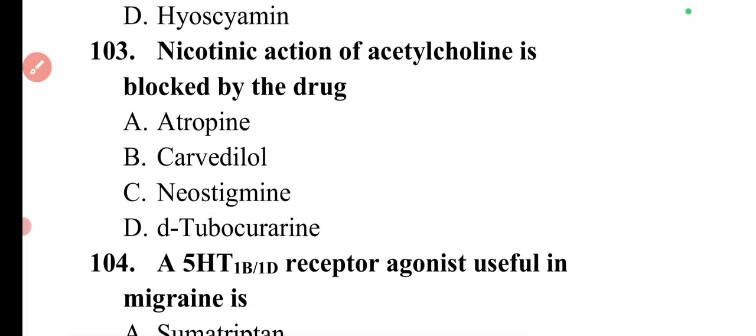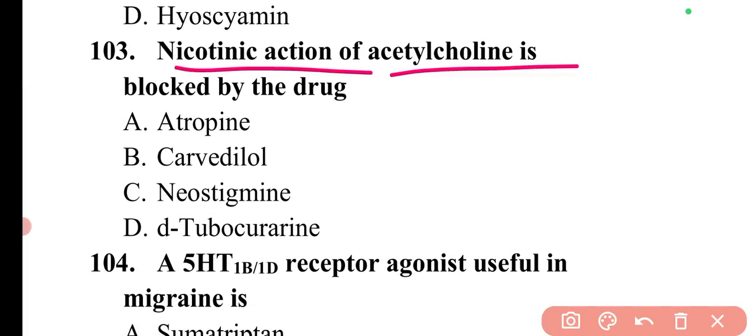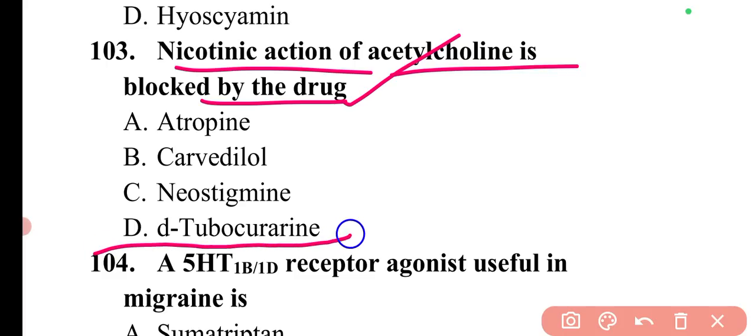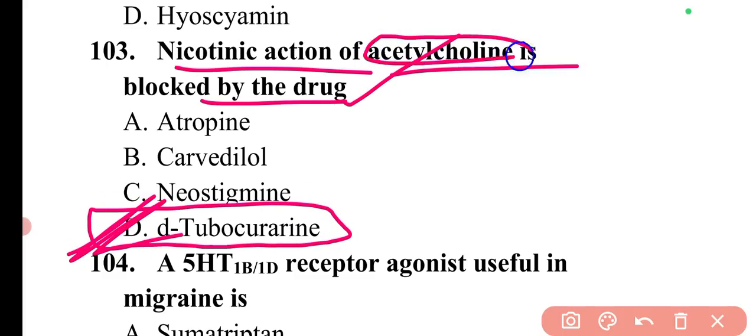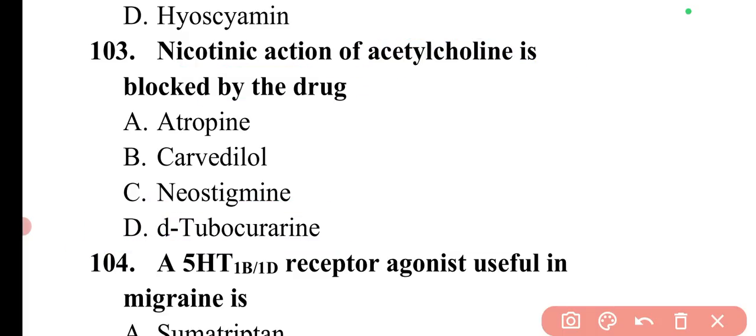Then next question is, nicotinic action of acetylcholine is blocked by the drug. So basically the nicotinic action of acetylcholine is blocked by d-tubocurarine. It is basically a competitive blocker of the nicotinic receptor. So here option D is correct.